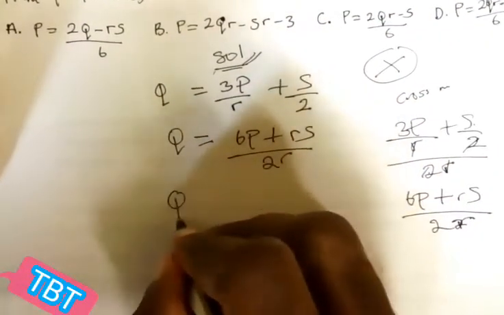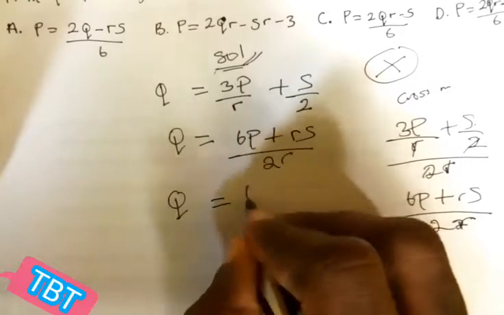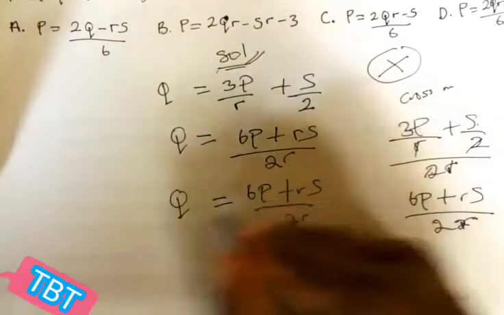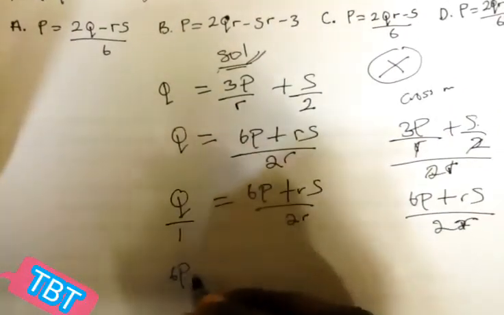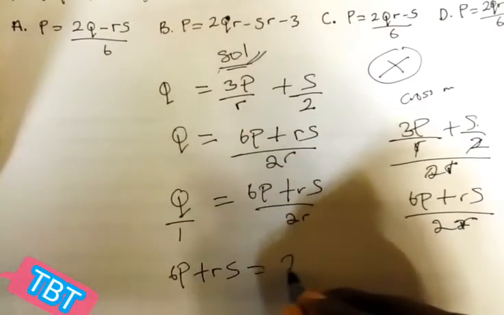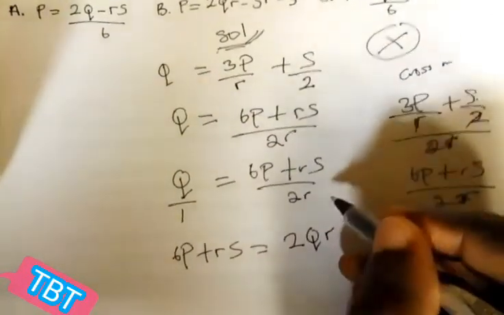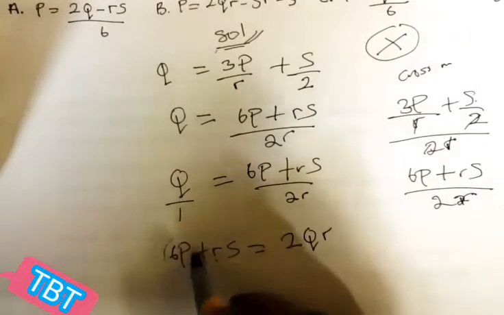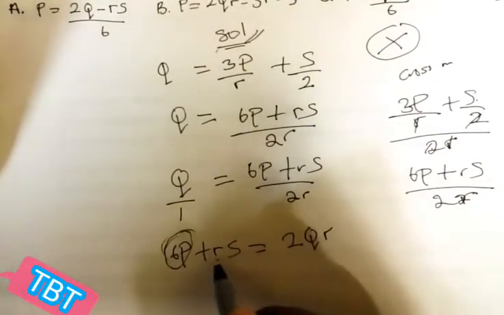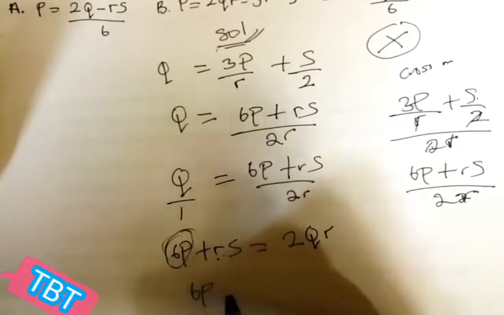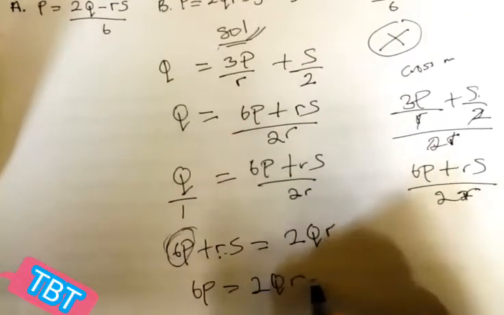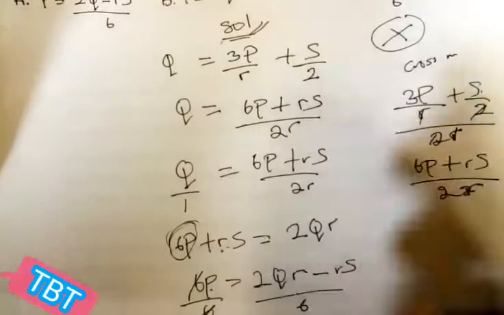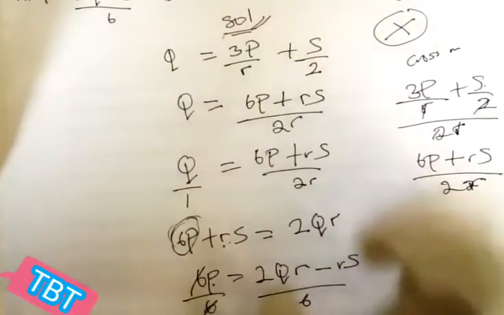Now in continuation, I'm going to have Q equal to 6P plus RS all over 2R. My targeted variable here is P. Over 1, cross multiply again, 6P plus RS is equal to 2QR. Now what I have to do next is to take away RS. This is what I need, so I have to manipulate everything to take everything away from it. Now 6P is equal to 2QR minus RS. Divide both sides by 6, take out 6. So my P is equal to 2QR minus RS over 6.